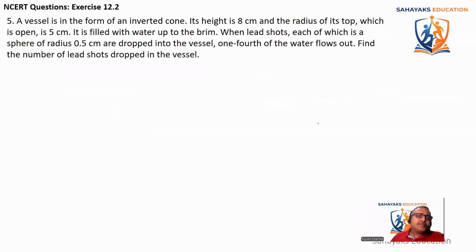Coming to the next question. A vessel is in the form of an inverted cone. The figure is again not given. Its height is 8 centimeter and the radius of its top, which is open, is 5 centimeter. How can the cone be open? A vessel is in the form of an inverted cone.